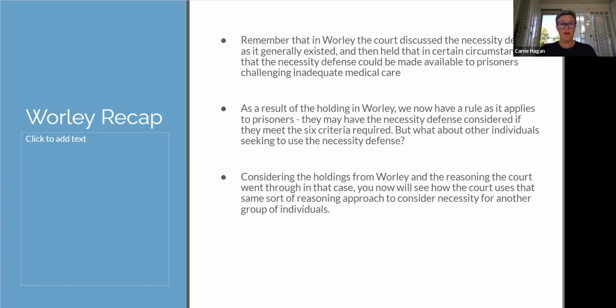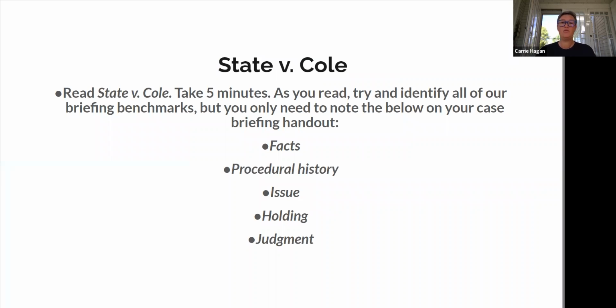If you have not read State v. Cole, I would recommend that you take just a couple of minutes to do that and try and note these basic benchmarks. If you want to try and note them all, I think that you can do that. But the main thing I would do is just to make sure that you have an answer to all of these. And once you do, you can watch the second video.